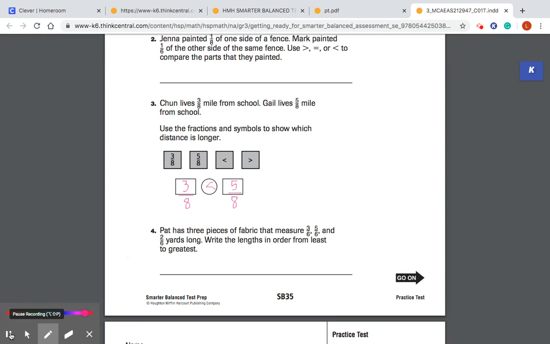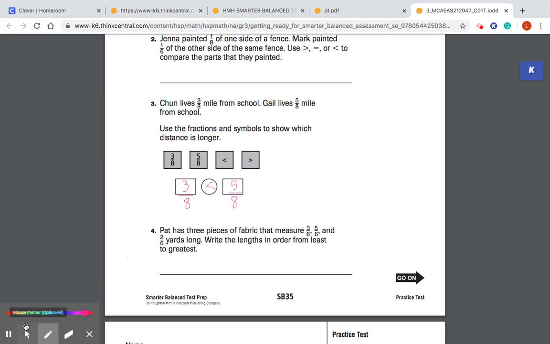Number 3, Chun lives 3/8 mile from school. Gail lives 5/8 mile from school. Use the fraction symbol to show which distance is longer. When it has the same denominator, then all you have to do is figure out which of the numerators has more. And so that's another strategy when you're looking at fractions. And so 3/8 is less than 5/8.